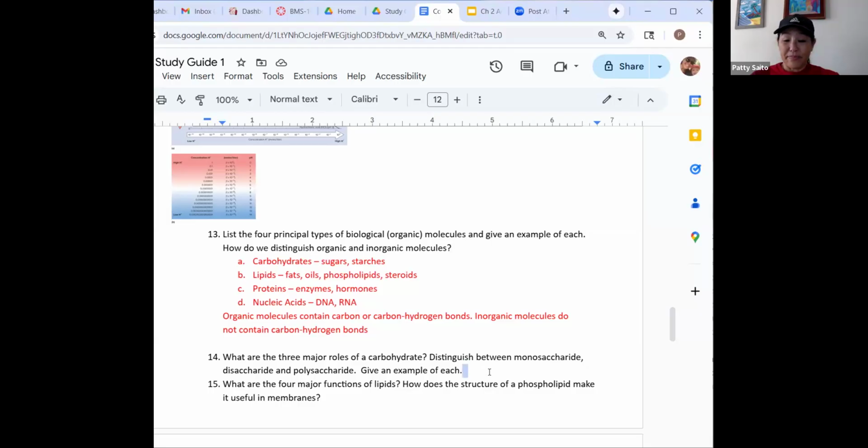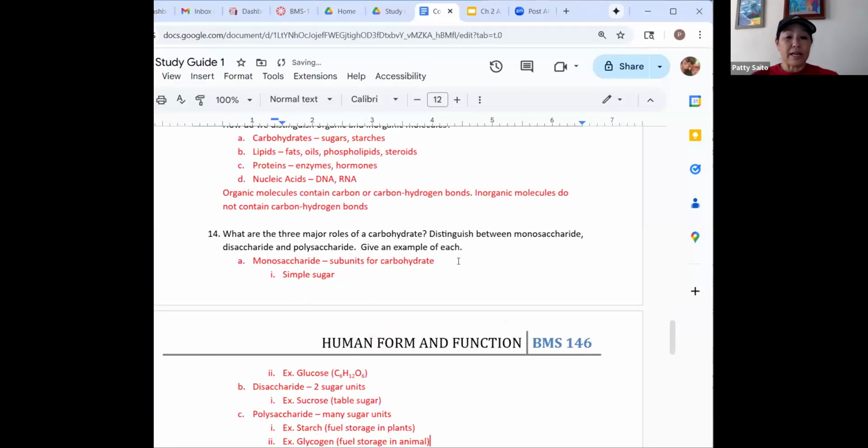Let's start with a carbohydrate. We're just going to go through the different types of organic molecules and talk a little bit about each one. The first one is, what are some different types of carbohydrates and what do they do?